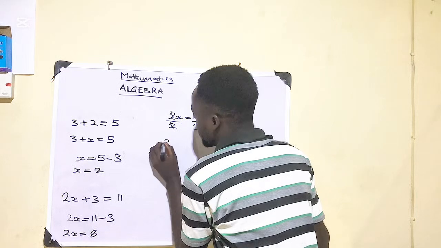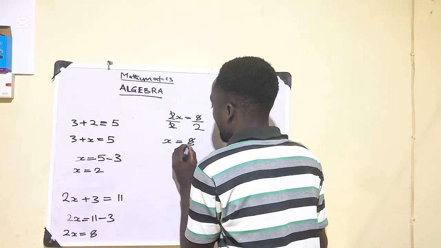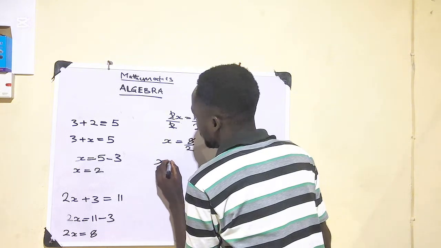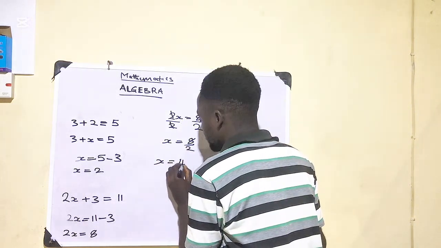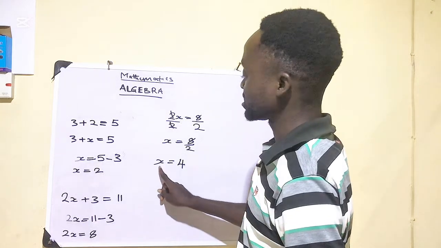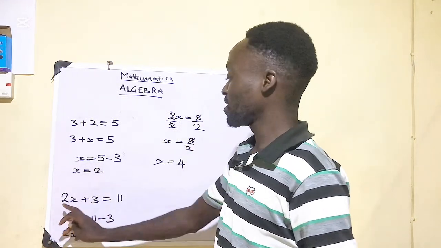So x will be equals to 8 divided by 2. If I divide 8 by 2, I know that the answer is 4. So that means the value of my x is 4. That means the number that I'm going to multiply by 2 and add to 3 to give me 11 is going to be 4.